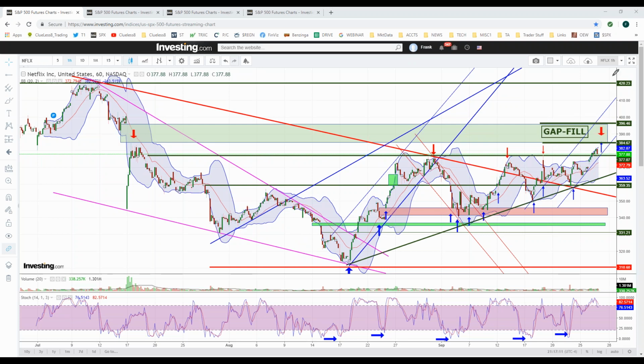A gap fill is always a magnet. We're almost there. Will we get into it? We don't know yet. So far, if techs cooperate, this is the zone you want to be out of Dodge. You know what I'm saying? You don't want to be in it, and if it breaks out over it, you want to get into it again fast, because that means the stock is going to go to 400, 410 right away.